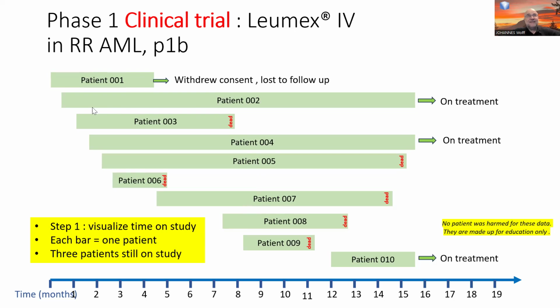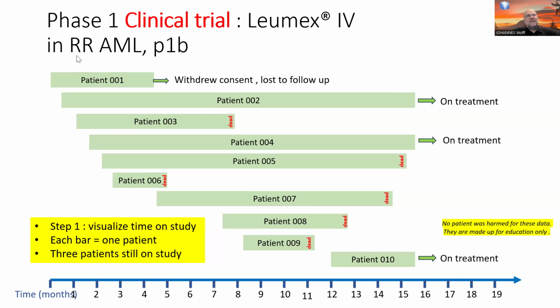So, having said that, this is the result of our experiment. The first patient was enrolled in the beginning of the trial, stayed on trial for 4.5 months, and then withdrew consent. That's not a good thing in a clinical trial because you lose all the following information. The second patient was enrolled half a month later, stayed on treatment until the end of the observation time, until today, and is still on treatment. Patient is doing well, a great success.